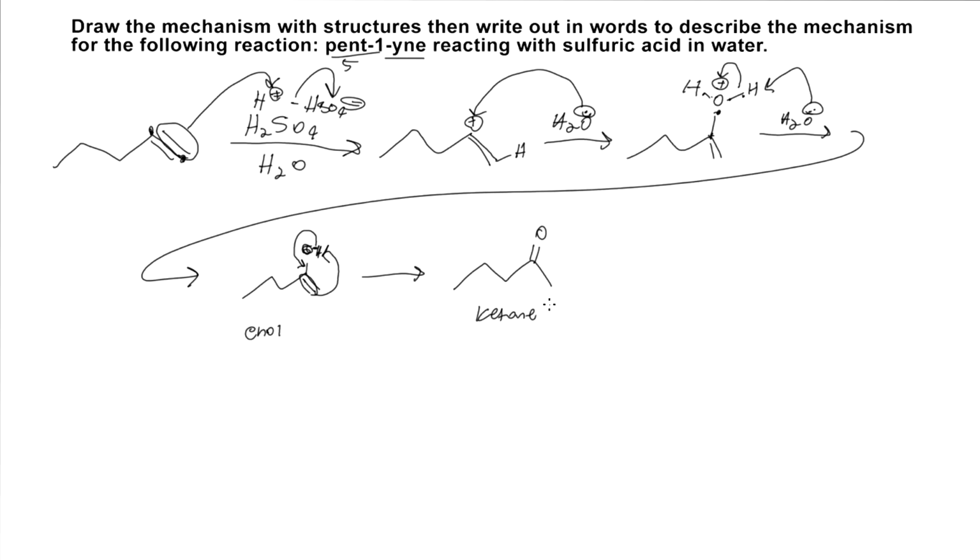which we could go ahead and name. So we have a ketone at the 2 carbon, so this will be pentan-2-one. We haven't changed the number of carbons we have.